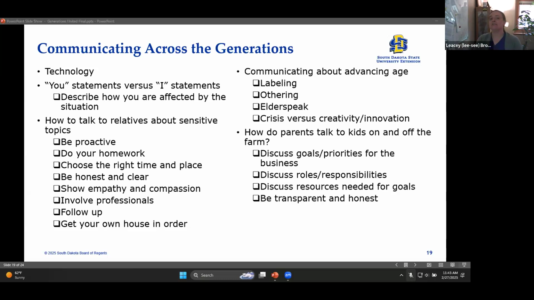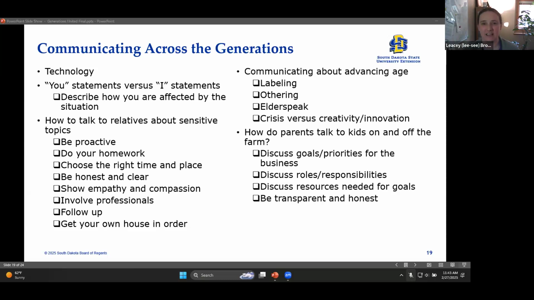The last one I want to talk about is crisis versus creativity and innovation. Don't come at your loved ones like, if you don't do anything, we're going to lose the farm. No. How can we be creative?